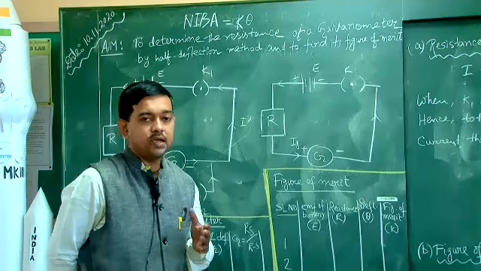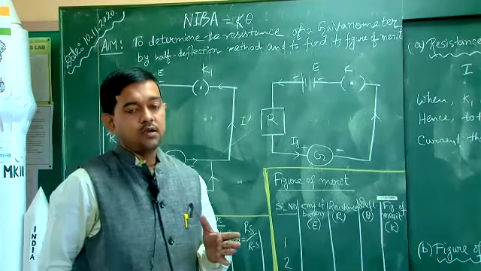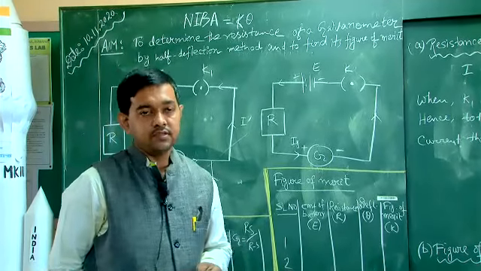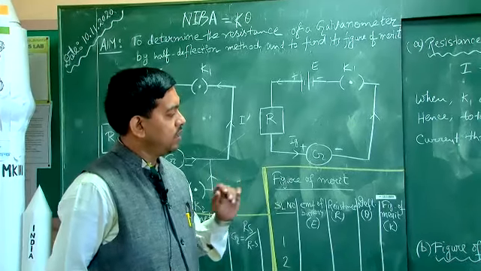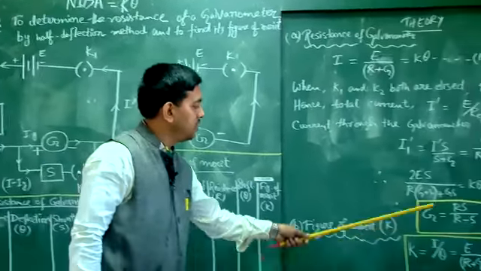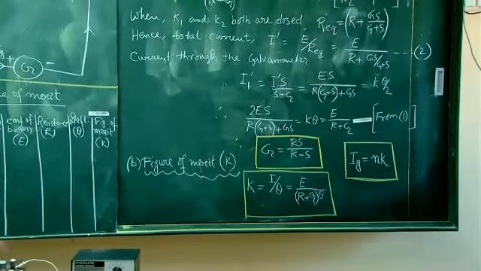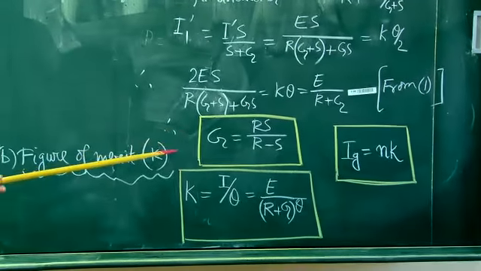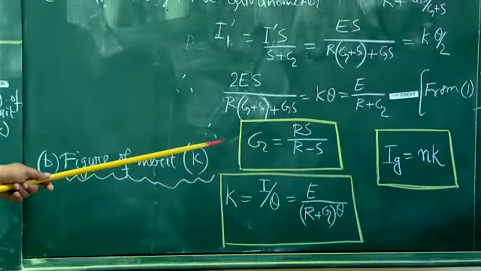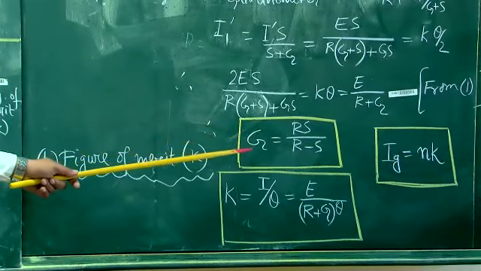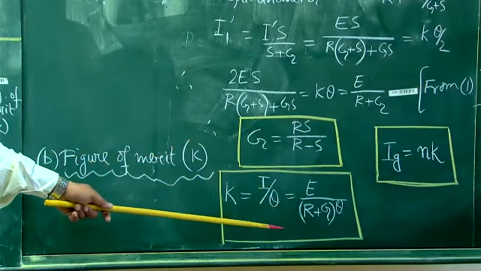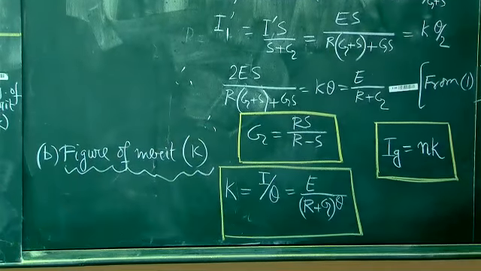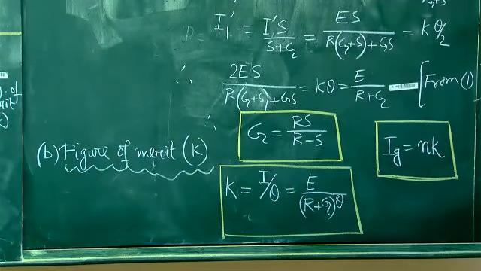For this particular table galvanometer, we'll find out the resistance of the galvanometer first with one certain formula: G equals Rs by R minus S. This is the formula. I had just shown you in the last class how this comes. Using this formula, we'll find the value of G using the half deflection method. After that, using this value of G in the second equation, we will find the value of figure of merit K. This way, we will perform this experiment.